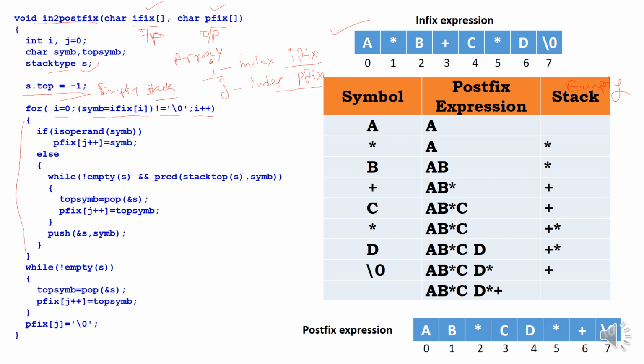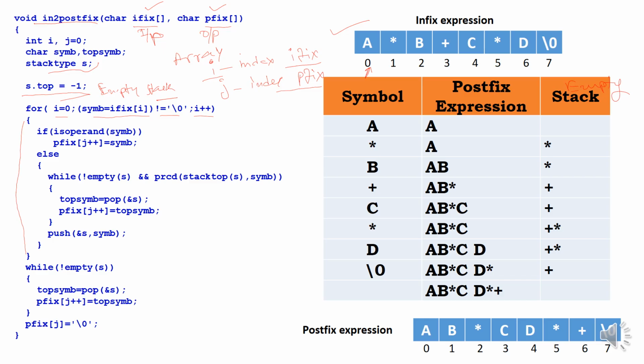For i assigned to 0, we start from index 0 of the infix expression. Ifix of 0 is A, the symbol, a character. Is it not equal to backslash 0? Is it the end of the infix expression? Till the end of the infix expression you are going to repeat, starting from the 0th character and checking every character till the null character. You read A asterisk B plus C asterisk D, then backslash 0. Till you read backslash 0, some instructions are executed.